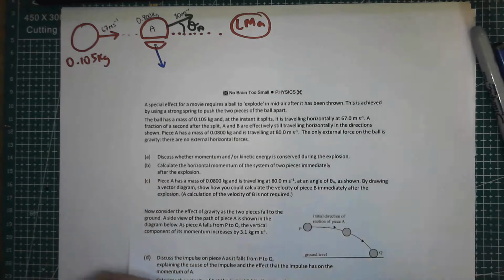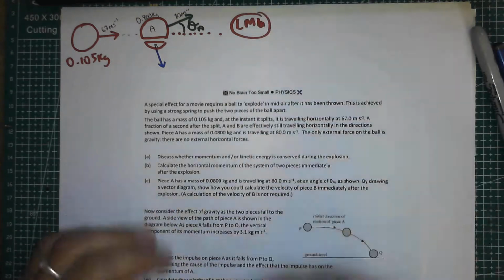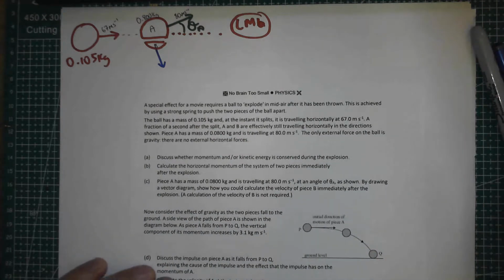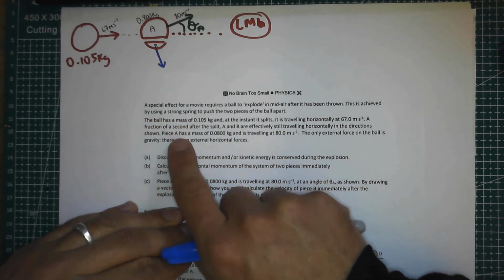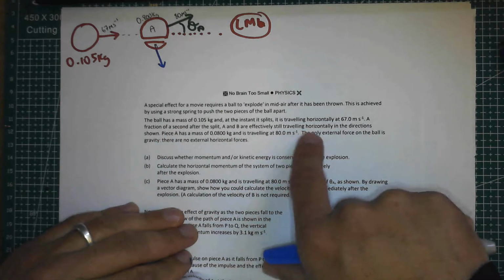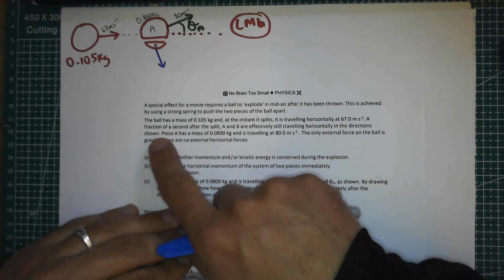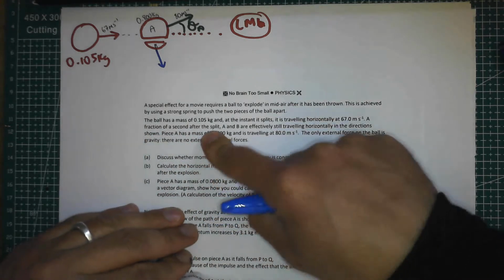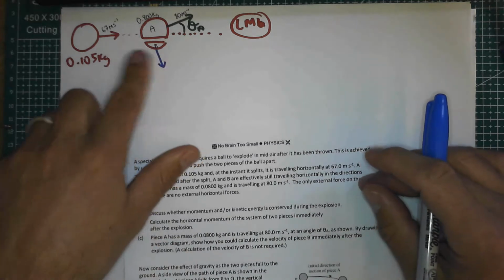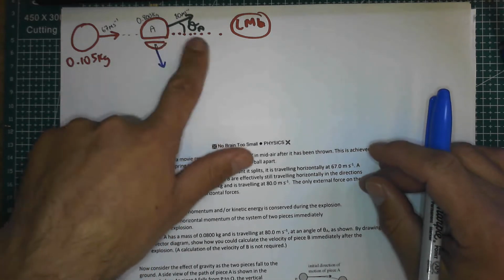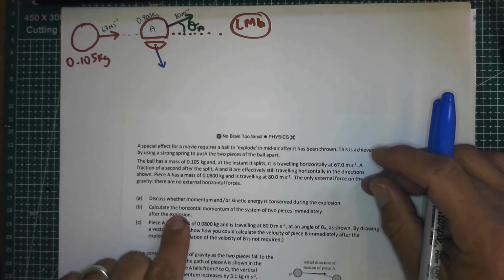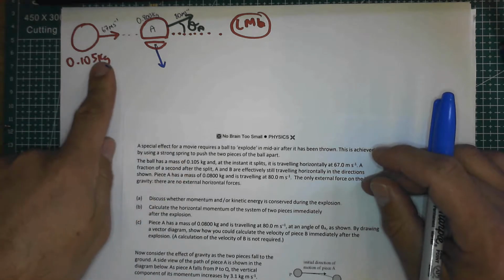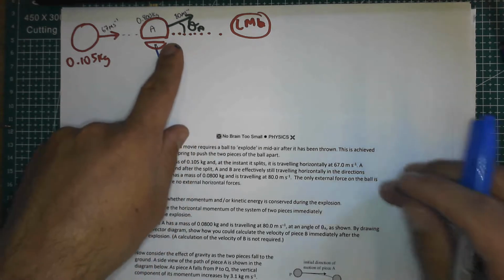Okay, so on to B. Calculate the horizontal momentum of the system of the two pieces immediately after the explosion. It says somewhere up here that it happens instantaneously, a fraction of a second after the split. So we'll just call this instantaneous, which means the total momentum of the system here is the same as the total momentum of the system before, so I can just calculate the momentum of the system here, and that's my answer for the total momentum of the system after.